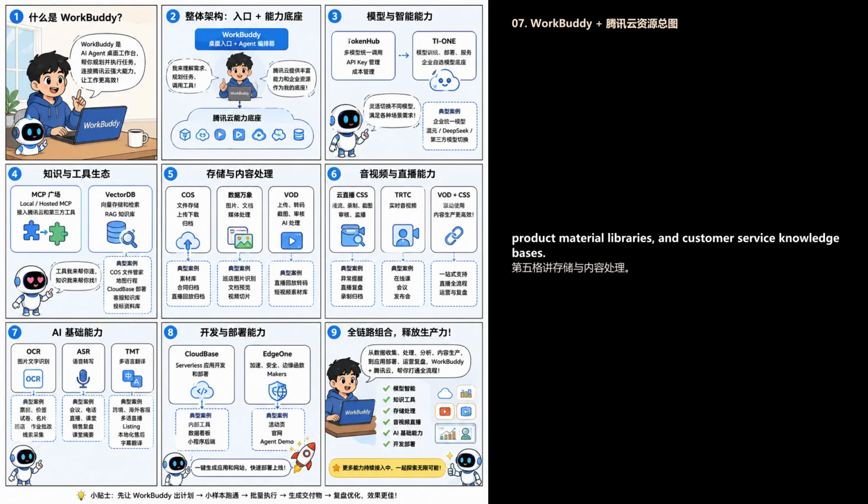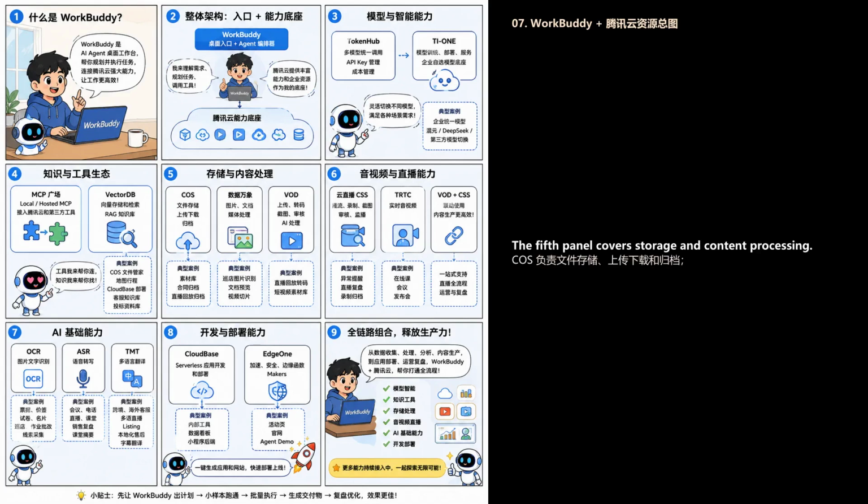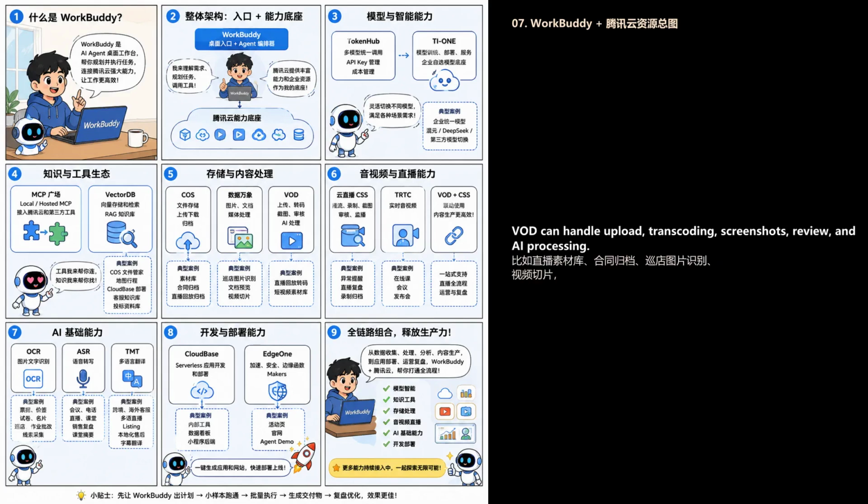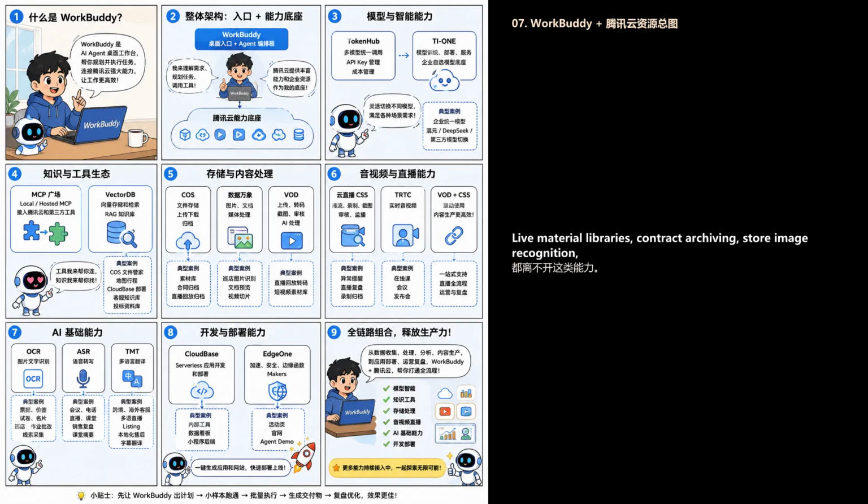The fifth panel covers storage and content processing. COS handles file storage, upload, download, and archiving. Data processing services can handle images, documents, and media. VOD can handle upload, transcoding, screenshots, review, and AI processing. Live material libraries, contract archiving, store image recognition, and video clipping all rely on these capabilities.